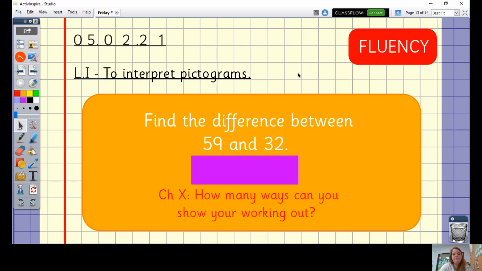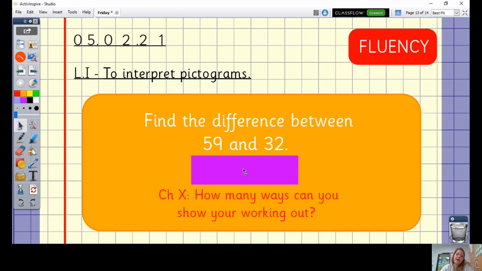Finally then, for our fluency number sentence, I'd like you to try and find the difference between 59 and 32. Okay, you can choose whether you want to count on from 32 until you get to 59, whether you want to count back from 59 to 32. You may want to draw a picture to help you with this. You might want to draw your base 10. You may want to draw a number line to help you.